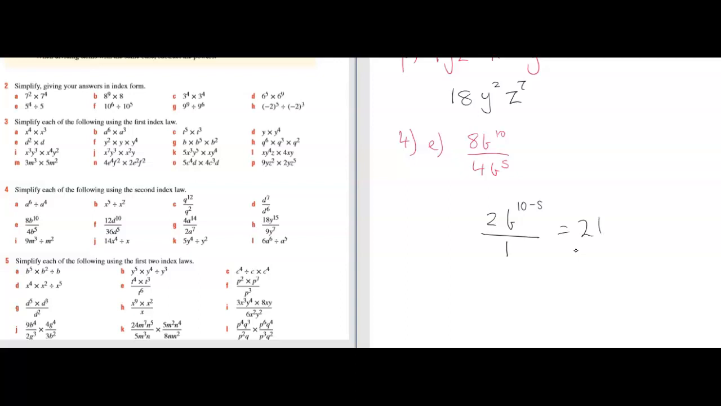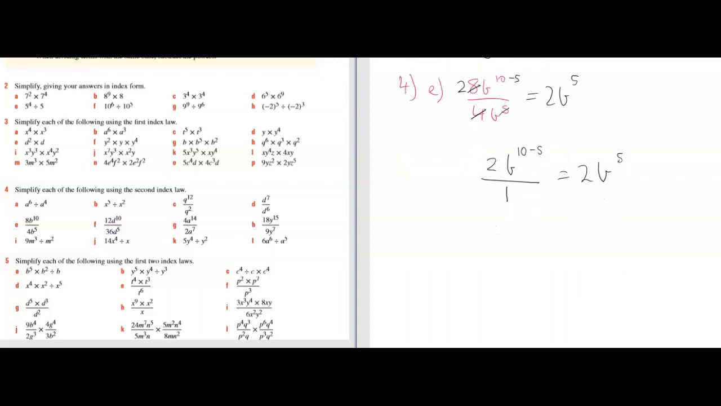So now we've got 2b to the power of 5. Now, eventually you'll be doing this sort of working out. You would probably cancel that out, write the 2, and then you'd say, all right, that 5 makes that a minus 5. And then you'd write 2b to the power of 5. So this sort of working out I would usually do, but you can do this sort of working out as well. All right, let's do some more questions.